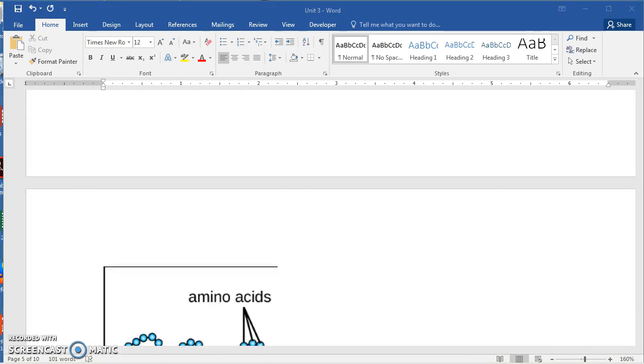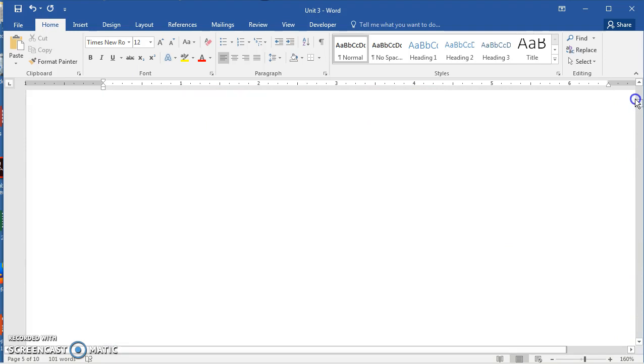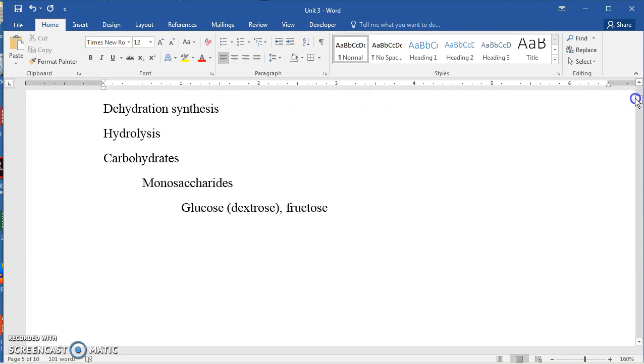Also, just as a little bit of a review, when I was talking about the carbohydrates, they always contain carbon, hydrogen, and oxygen, and the hydrogen to oxygen ratio is roughly 2 to 1. And you see that with glucose, fructose, and many of the other sugars.